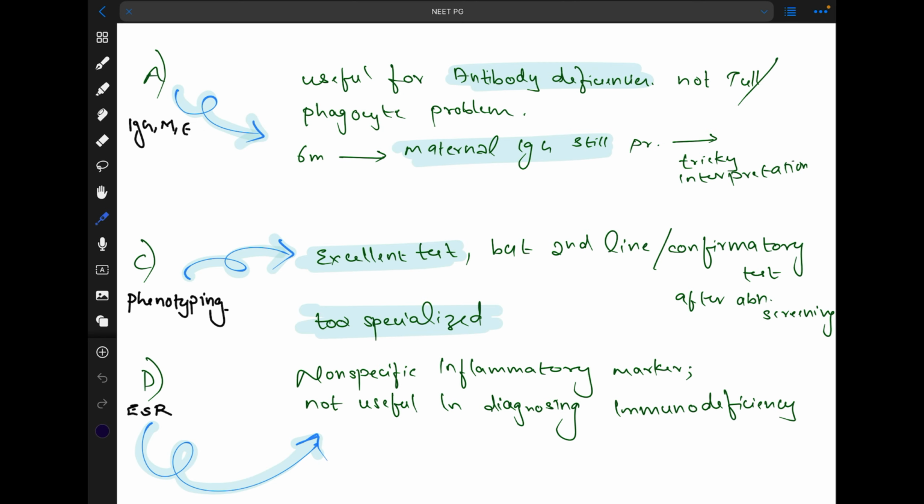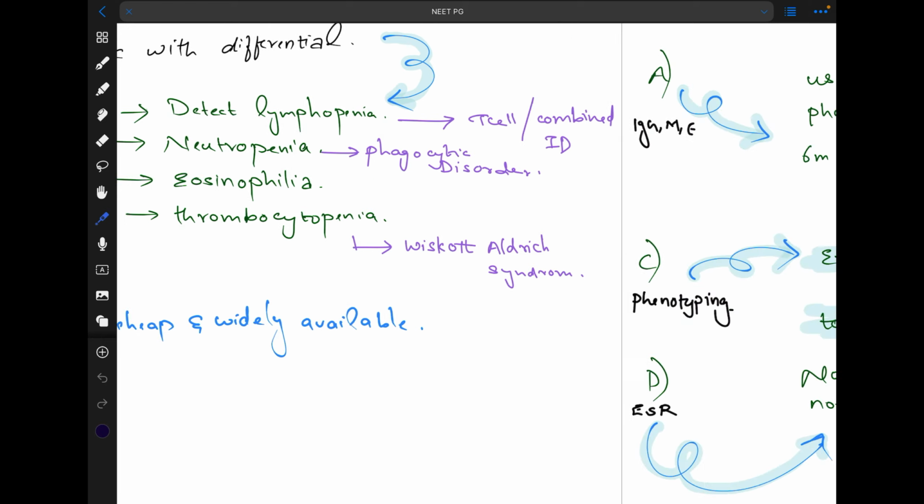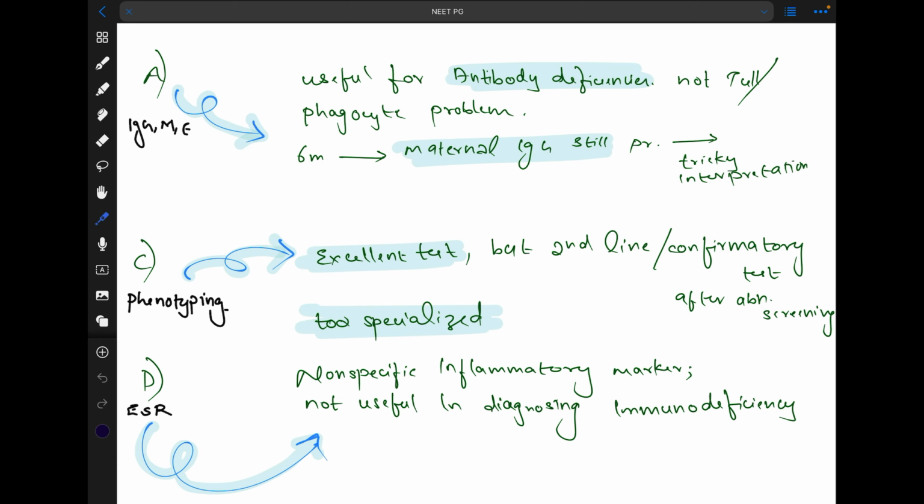So why not the other answers? The first option is IgG, IgM, IgA detection. It is useful for antibody deficiencies, but it may not give an idea of a T cell or a phagocytic problem. And here in the question, it is a 6-month-old infant, right? So what happens is that maternal IgG is still present, so the interpretation will be much trickier.